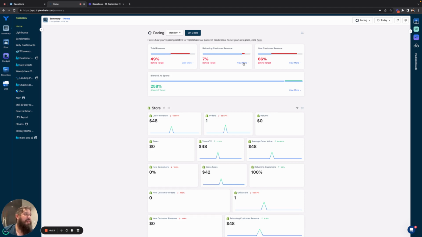For returning customer revenue, I'm a little closer. For new customer revenue, I'm a little further behind. And for blended ad spend, I am far ahead of pace. In other words, this is not a favorable position to be in, but at least you can see where you're holding in real time relative to your goals without having to get out a calculator.